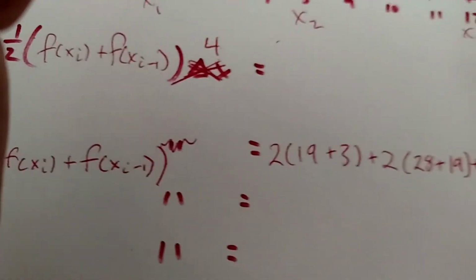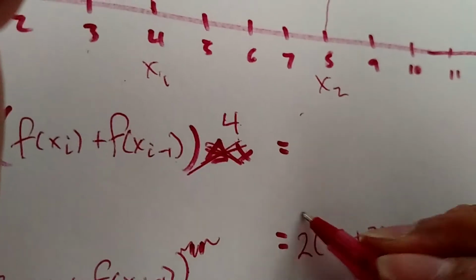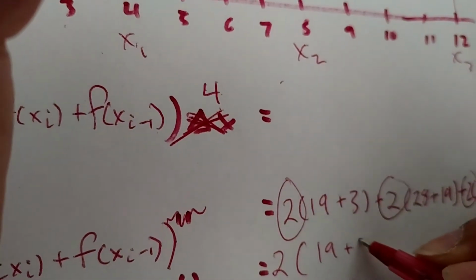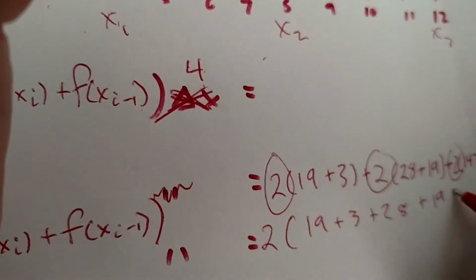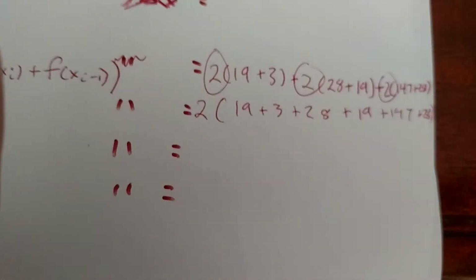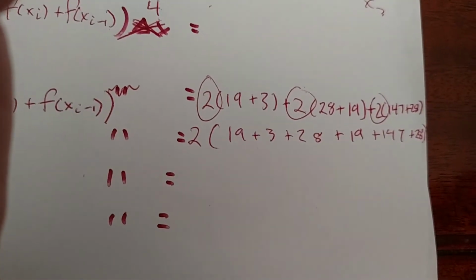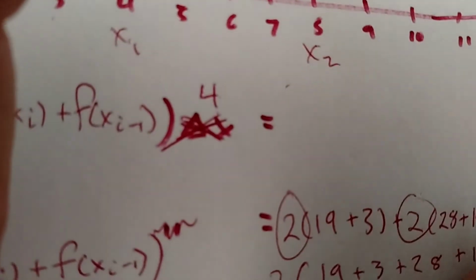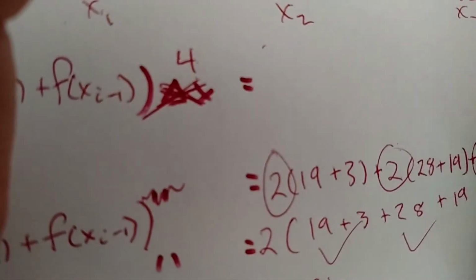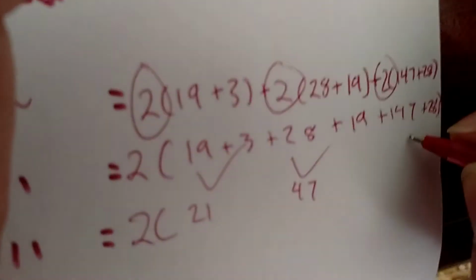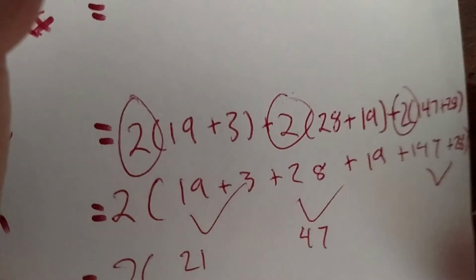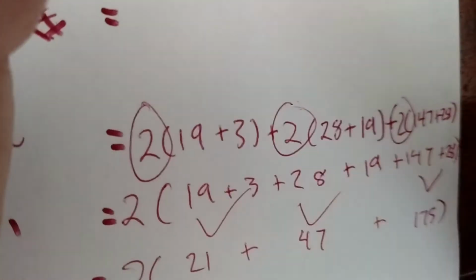Now I'm going to do some funky stuff. I'm going to pull out a 2 because they have 2 in common. Okay, pull out a 2. And write 19 plus 3 plus 28 plus 19 plus 147 plus 28. And then, well, I could do some more crazy stuff, but I think I'll stop right there. Let's just combine 2. 19 and 3 is 21. 28 and 19 is 47. And then 147 plus 28 is 175, yeah. Okay, and then I'll add that up.